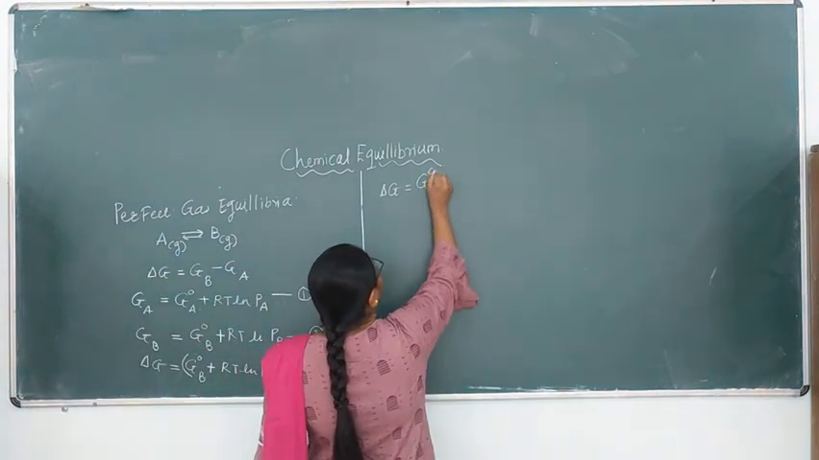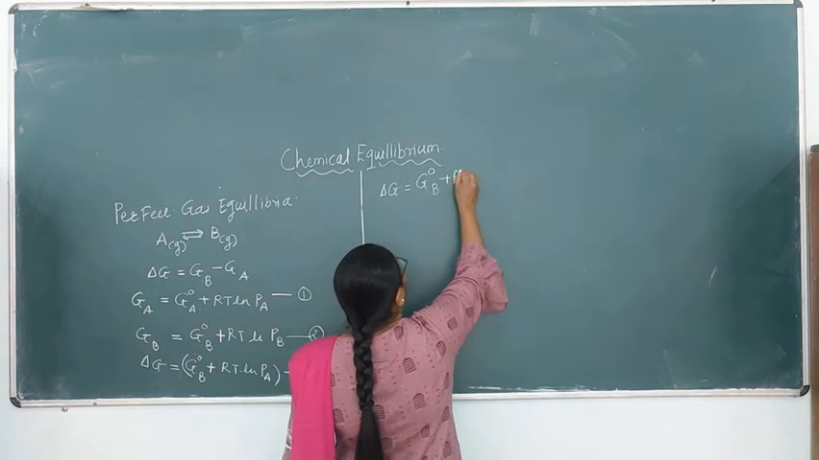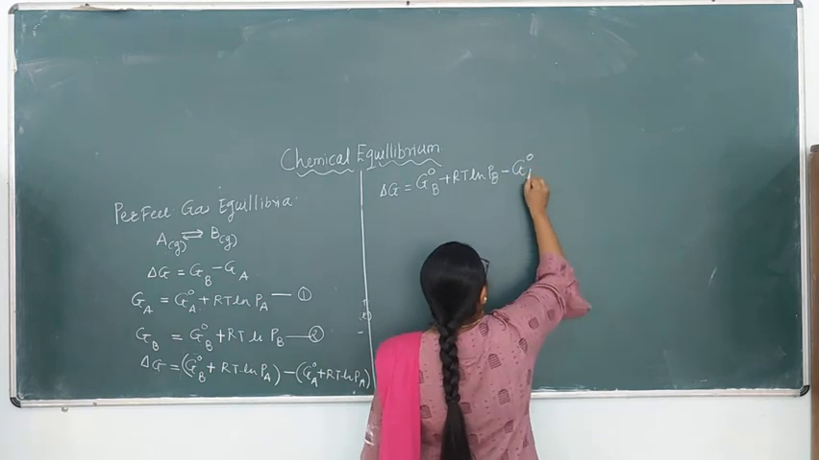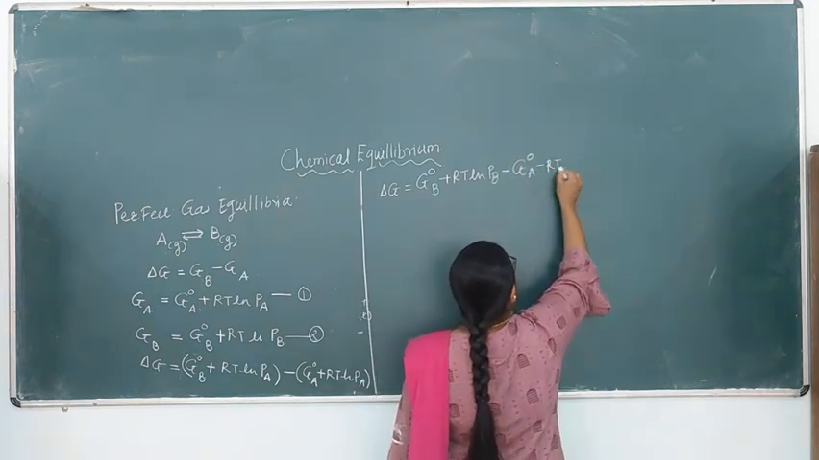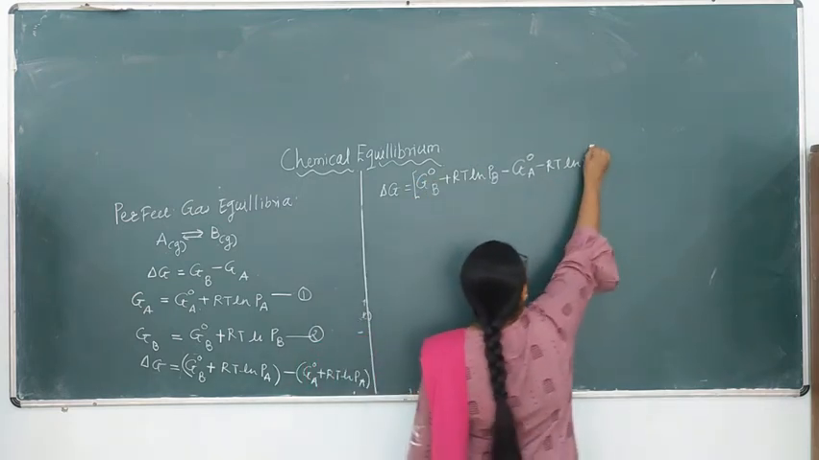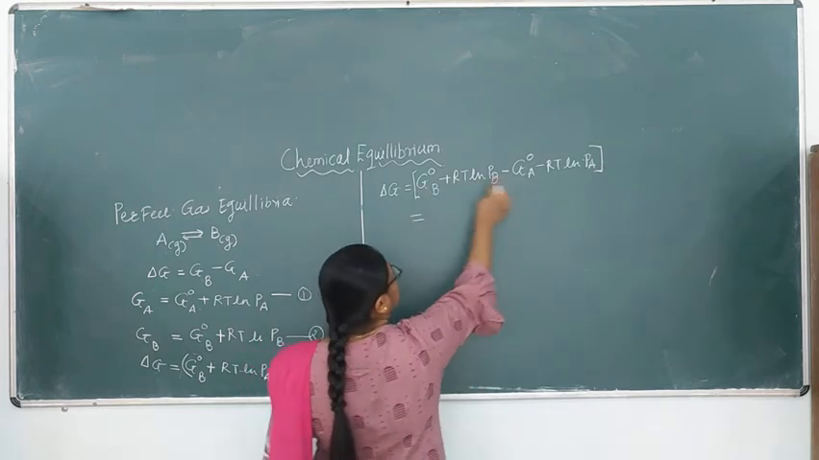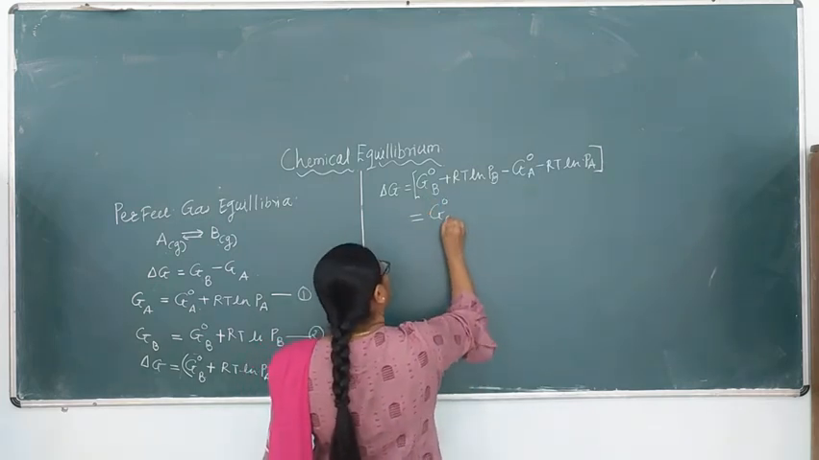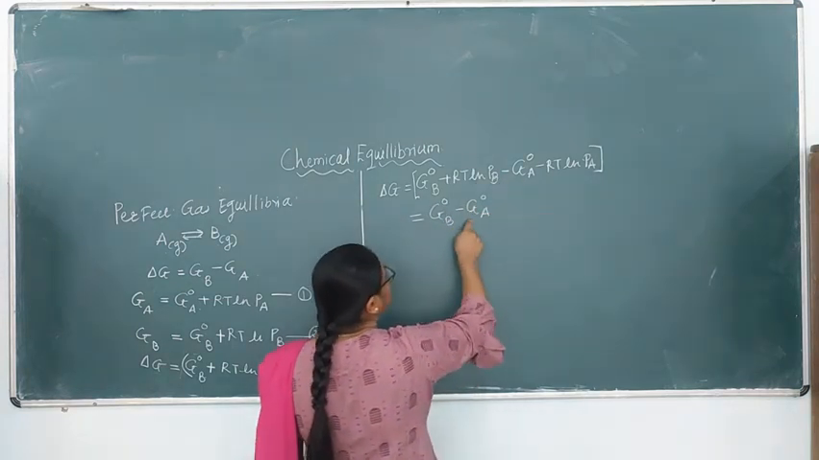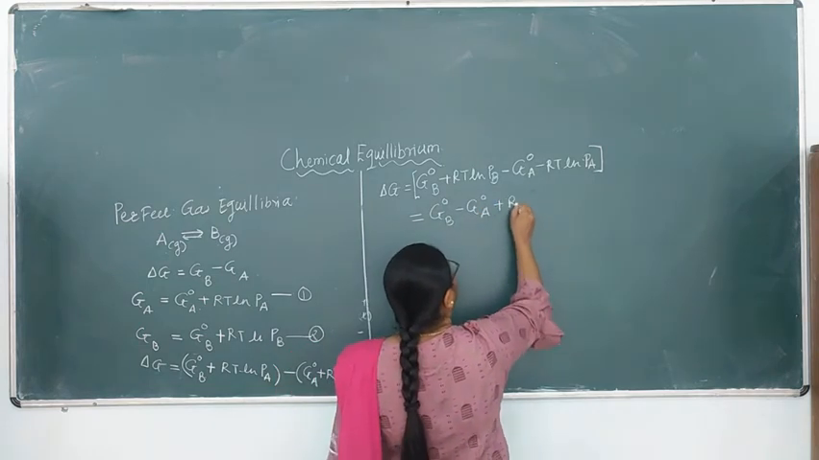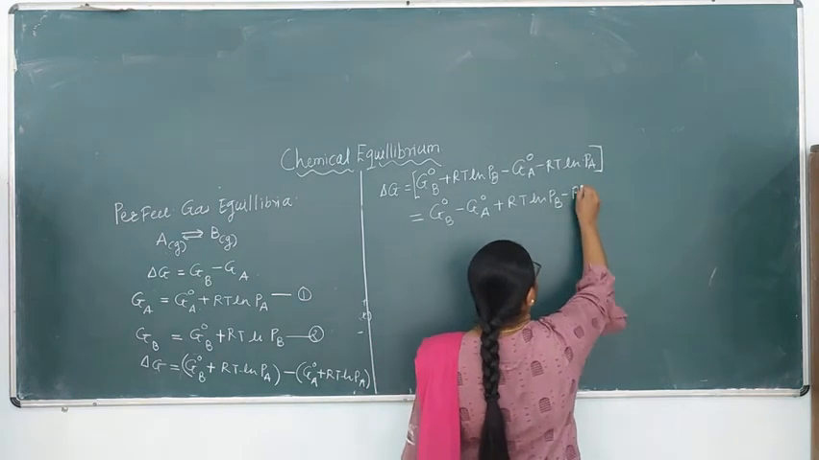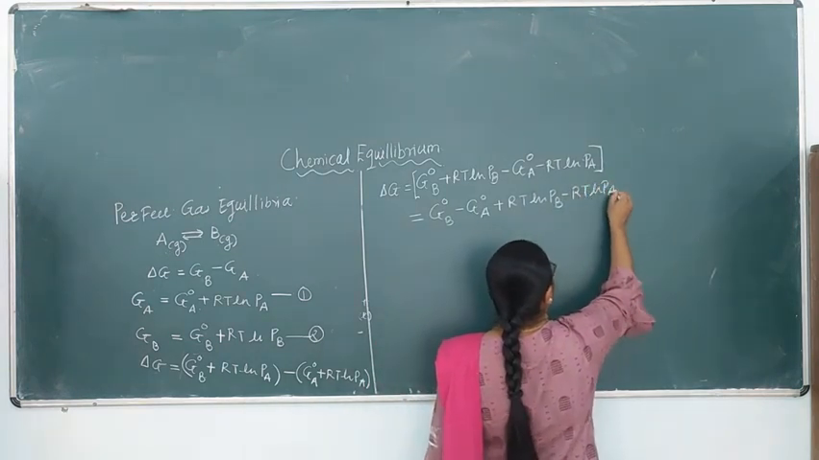Therefore, G0B plus RT ln of PB minus G0 of A minus RT ln of PA. Now, what I am doing is taking these terms one by one. Minus G0 of A, because this is minus. So G0B minus G0A. The remaining terms are RT ln of PB minus RT ln of PA.